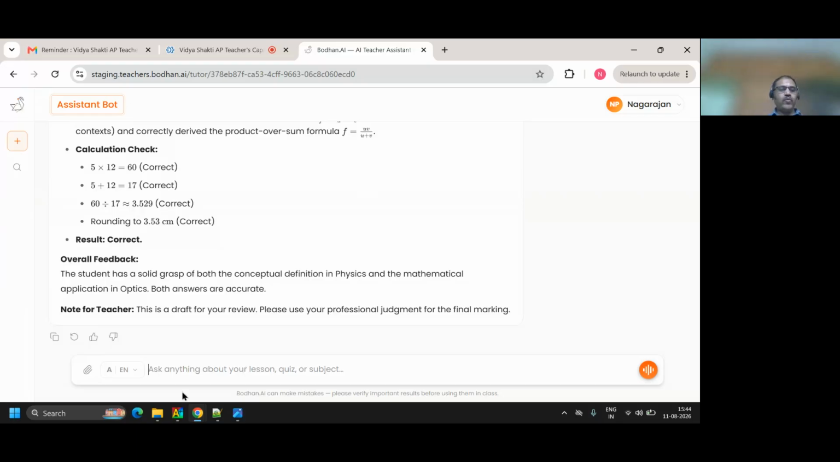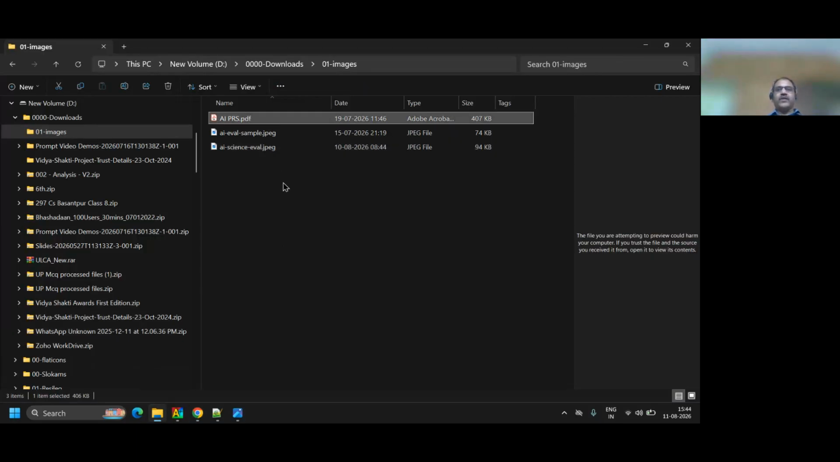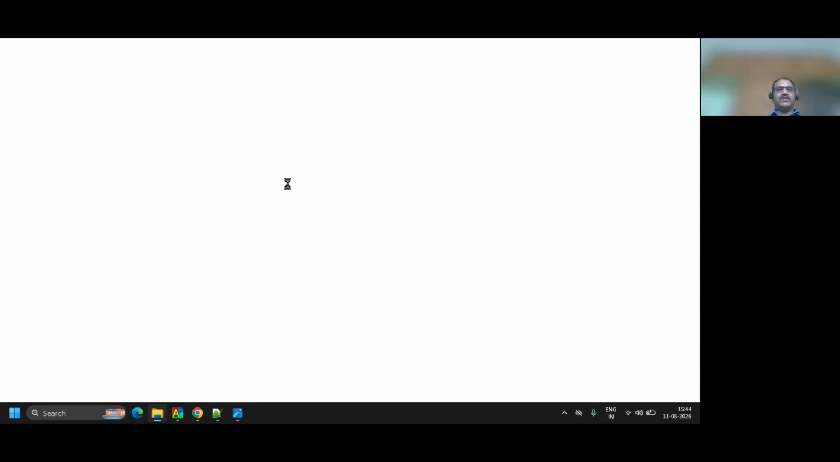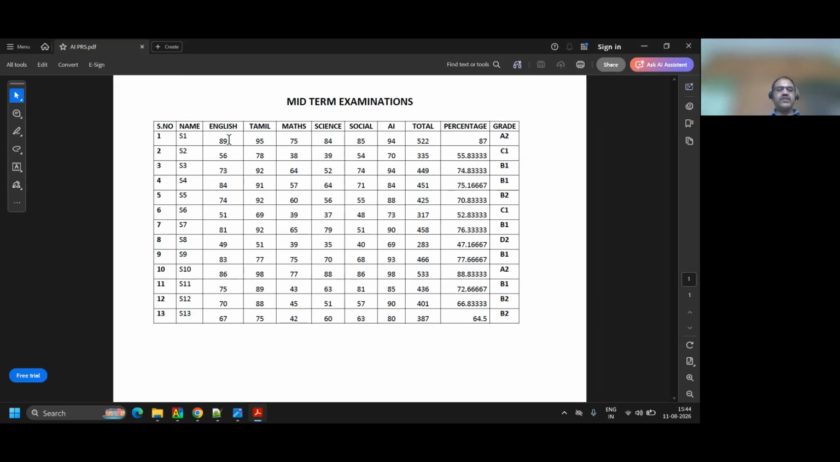Now one more magic I want to show. Suppose you are the class teacher or part of the class analyzing the marks. I have got the midterm exams of just 13 students: English, Tamil, Math, Science, Social, AI, total, percentage, grade, etc. Even I don't know how to give the grade. If I give the grading mechanism, it will automatically grade. I don't have to calculate percentage.